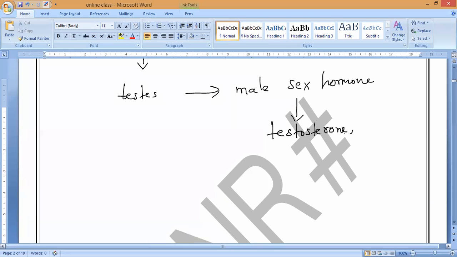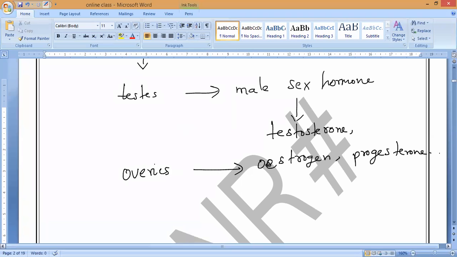That is the hormone produced by the male gonads. And if we take the ovaries, the female gonads, they produce two hormones. One is estrogen. Yes, estrogen, and also progesterone. So progesterone and estrogen are produced by the ovaries. In estrogen, the O is silent here. Remember, estrogen and progesterone.